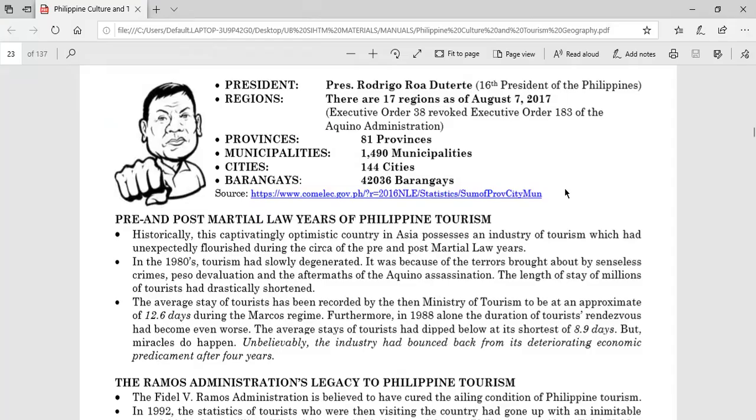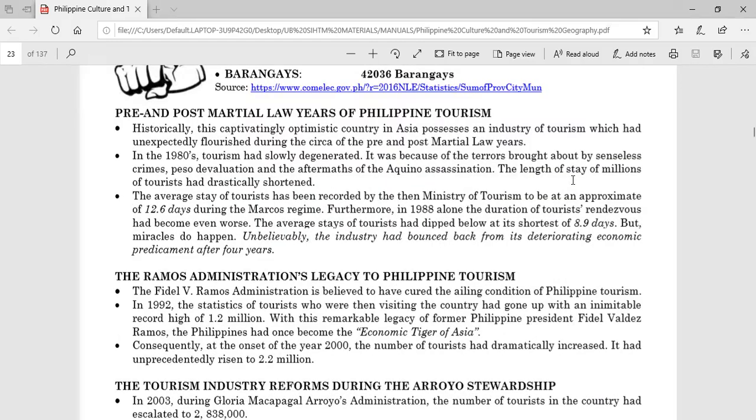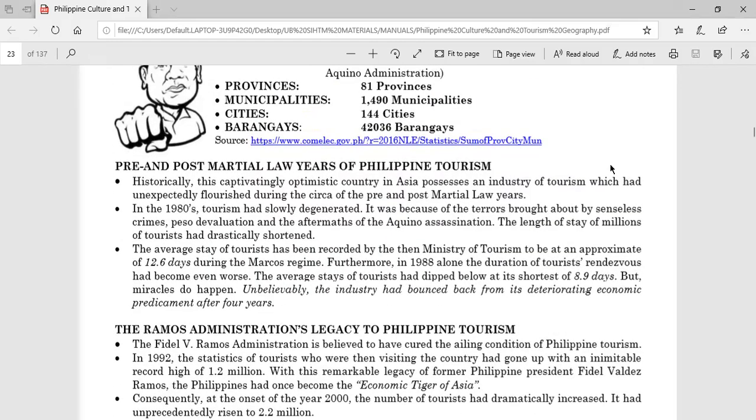Right, so we have 81 provinces, 1,490 municipalities, 144 cities, and 42,036 barangays. All right, so let's move on to the pre and post martial law years of Philippine tourism.